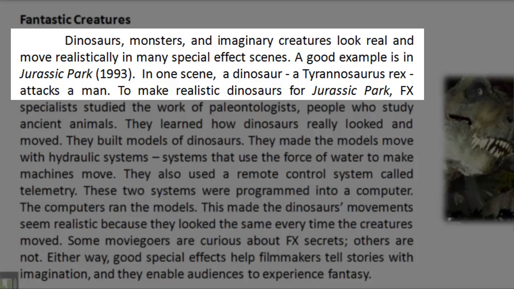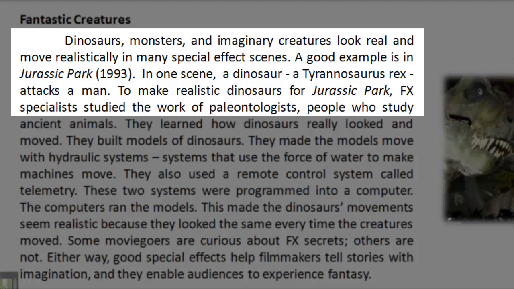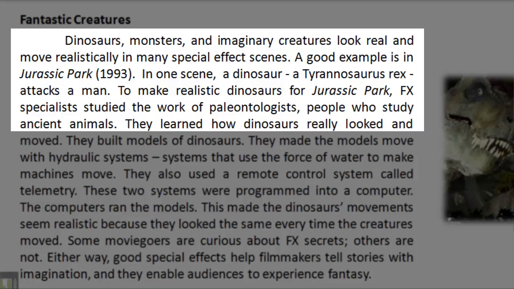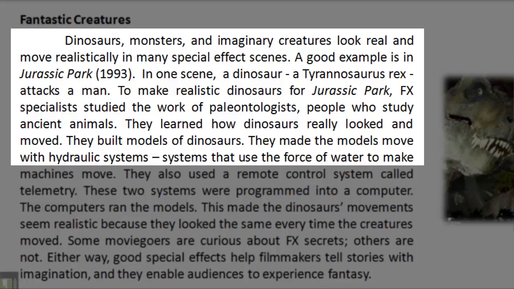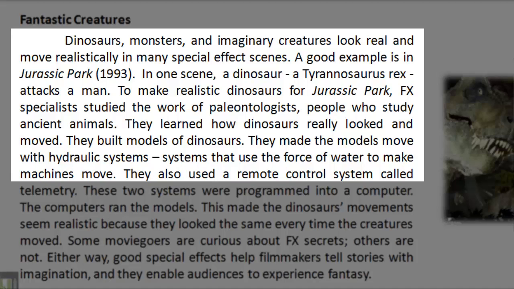To make realistic dinosaurs for Jurassic Park, FX specialists studied the work of paleontologists, people who study ancient animals. They learned how dinosaurs really looked and moved. They built models of dinosaurs. They made the models move with hydraulic systems, systems that use the force of water to make machines move.